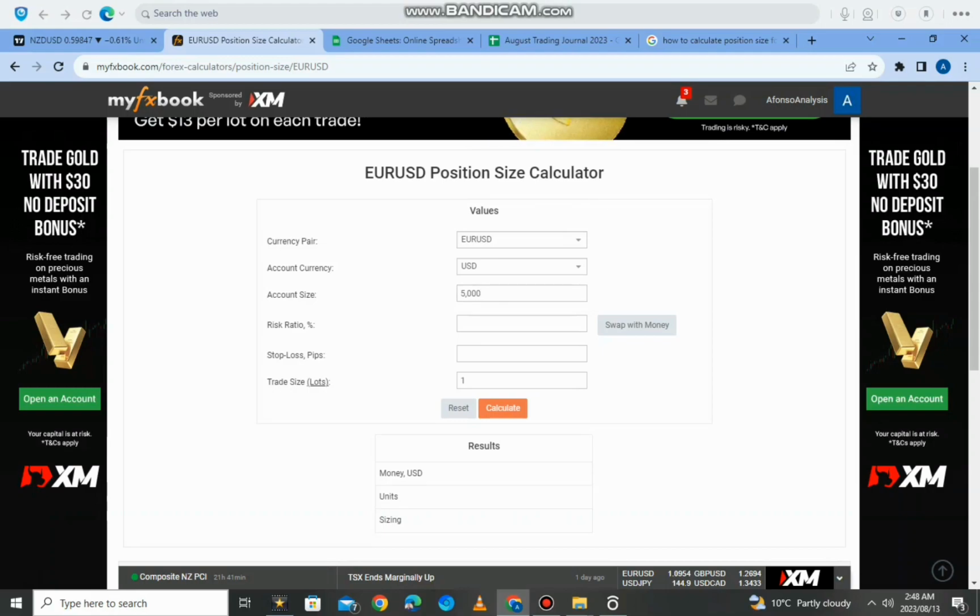The next box that we have is our risk ratio percent. Now, this is the percentage of your account that you are comfortable risking on each and every trade. So the general rule is to not risk more than 2%. So we're just going to use that, right? Let's say you are risking 2%, and the next box is our stop loss. Now, this is where each and every trade is going to differ, right? Because each and every trade will have a different stop loss.